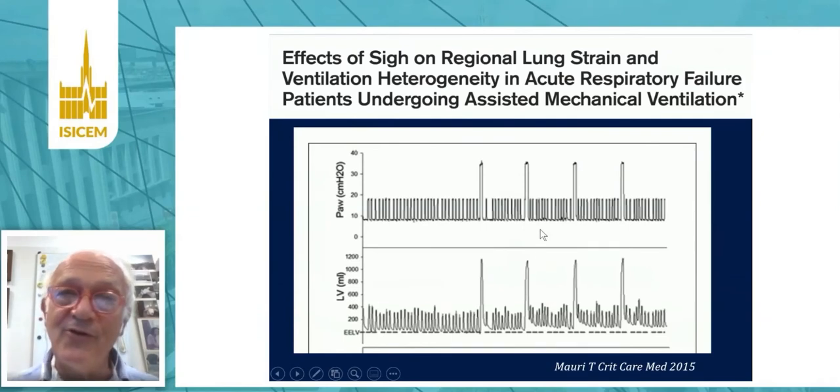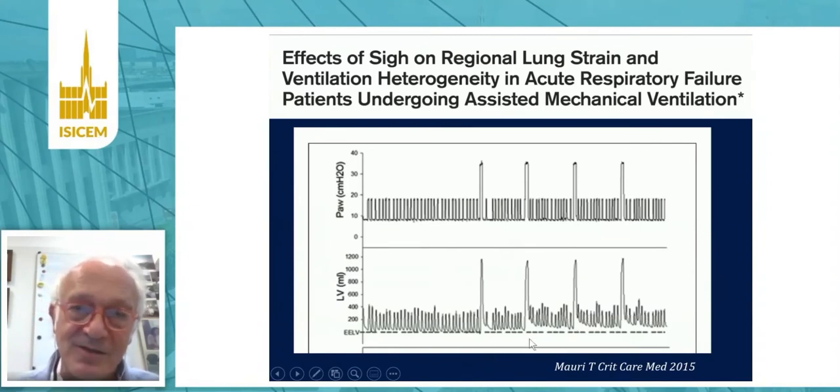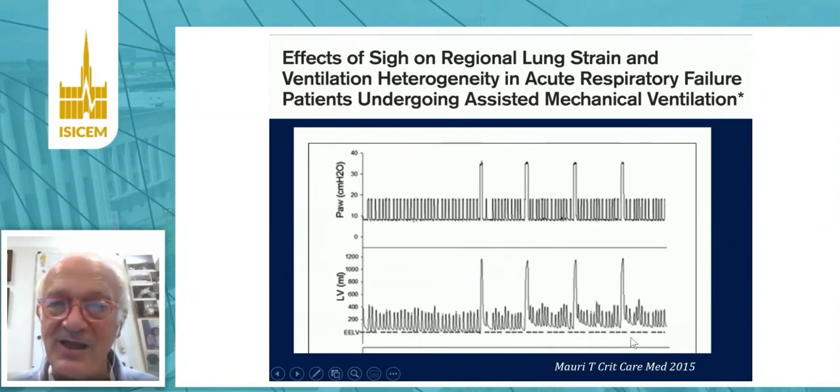Well, we can follow the distribution of tidal volume and the amount of aerated tissue non-invasively by electrical impedance tomography. And in this example, the effect of sighs is studied in a patient, showing that when we apply sighs, for the same level of PEEP, the end expiratory lung volume increases, as you see here, the end expiratory lung volume being higher than before the sigh.